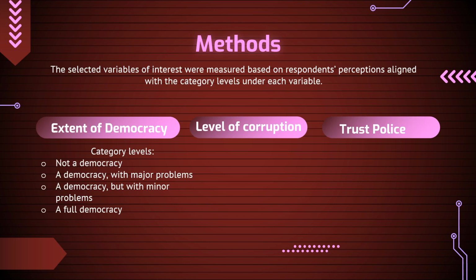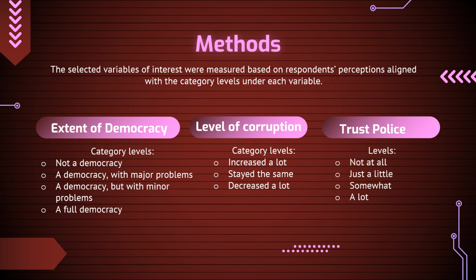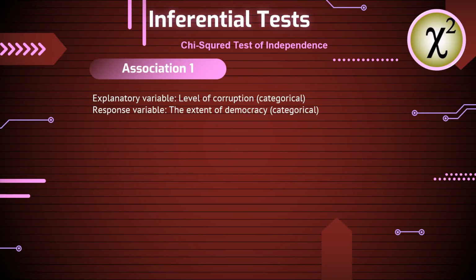For the extent of democracy in Ghana, some categories presented to respondents include not a democracy with major problems, a democracy but with minor problems, and a full democracy. For level of corruption, the categories were increased a lot, stayed the same, and decreased a lot, and people's trust in the police was as follows. The inferential test used to test the associations of this study is the chi-square test of independence. All variables involved in this association are categorical as shown on the screen, making chi-square the appropriate inferential test.